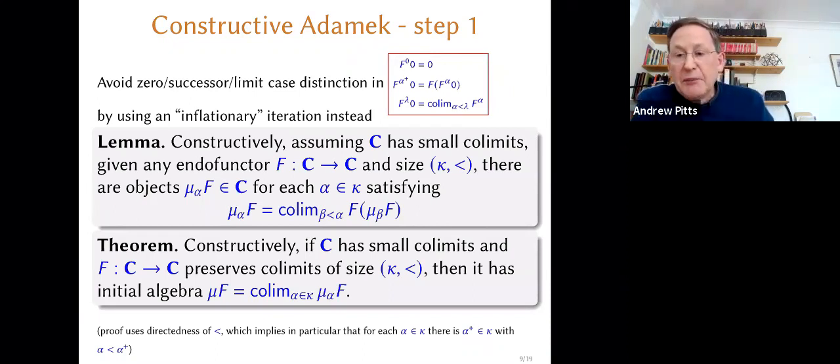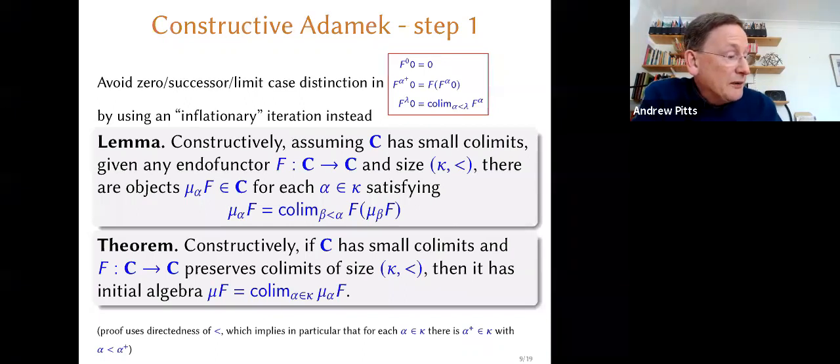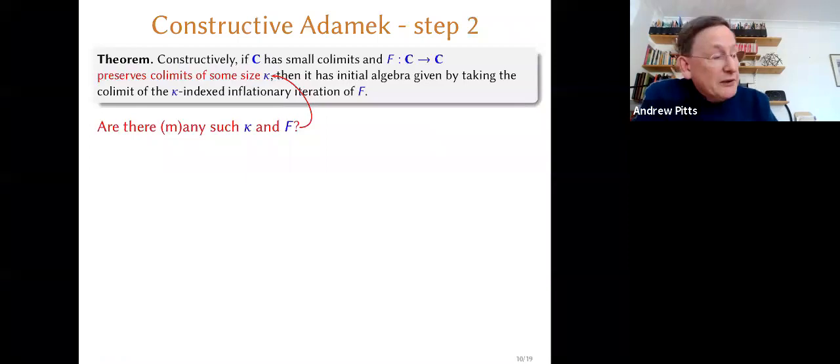Okay, so that's good. We have a constructive version of that theorem of Adamek by changing to this constructively acceptable notion of size rather than using ordinals, and it works not too dissimilarly from how it worked before. But that's all very well. Of course, there may not be constructively many functors that preserve colimits of some size. So that's the other thing that we have to worry about in step 2: does that theorem actually give us anything interesting? Are there many such sizes and endofunctors?